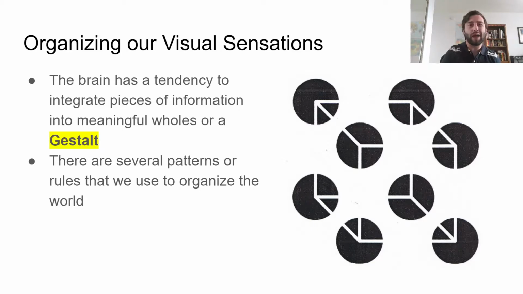We can call them patterns or rules that our brain is going to use to organize the world. And that's what we're going to be looking at for really most of today: what are these patterns or these rules that our brain is using to interpret our visual sensations, that information that's coming into our eyes.